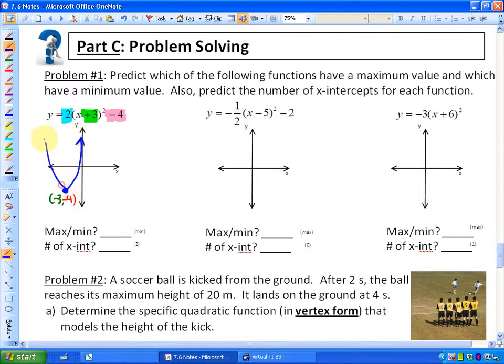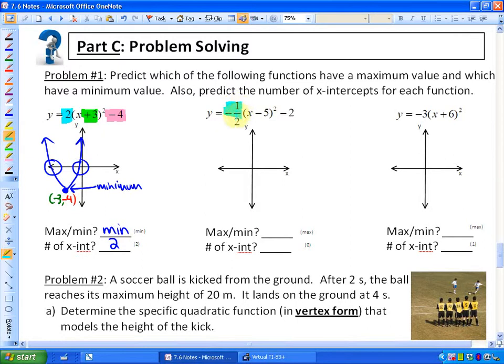So what that tells us is a few things. It tells us that this vertex is a minimum. It's on the bottom of the function, so it's a minimum. And it also tells us that we would have 2 x-intercepts. So let's just apply that knowledge to a few more questions.